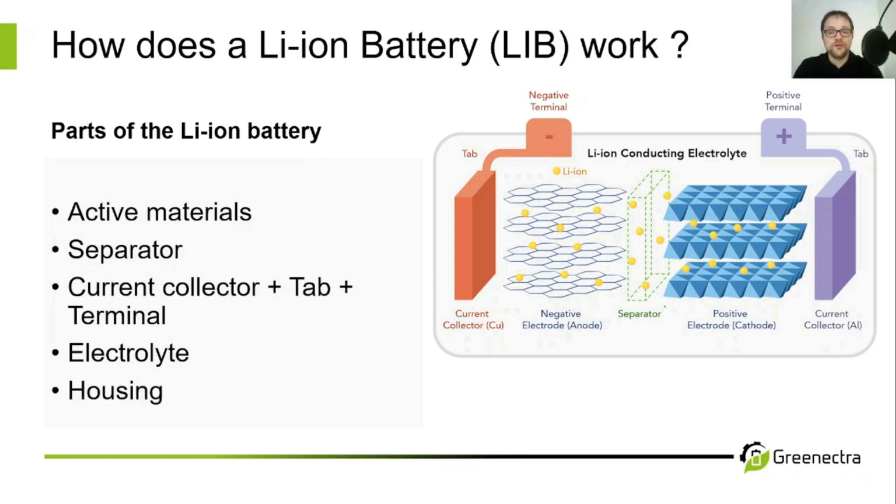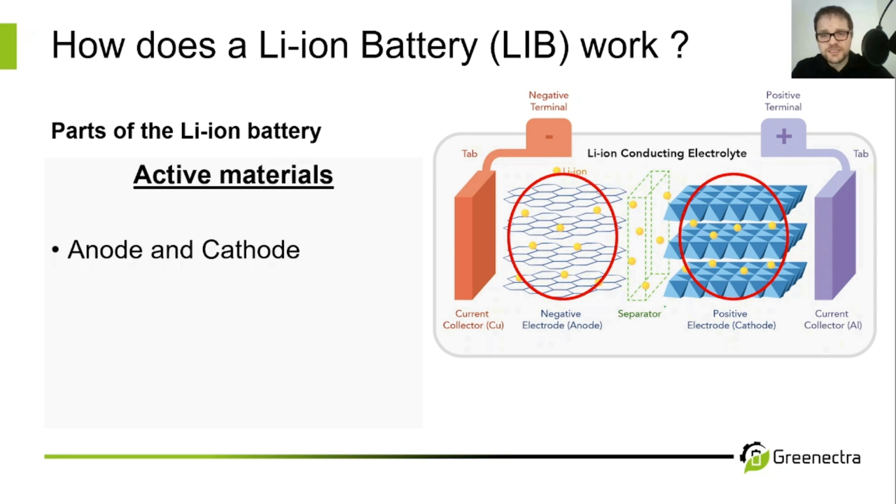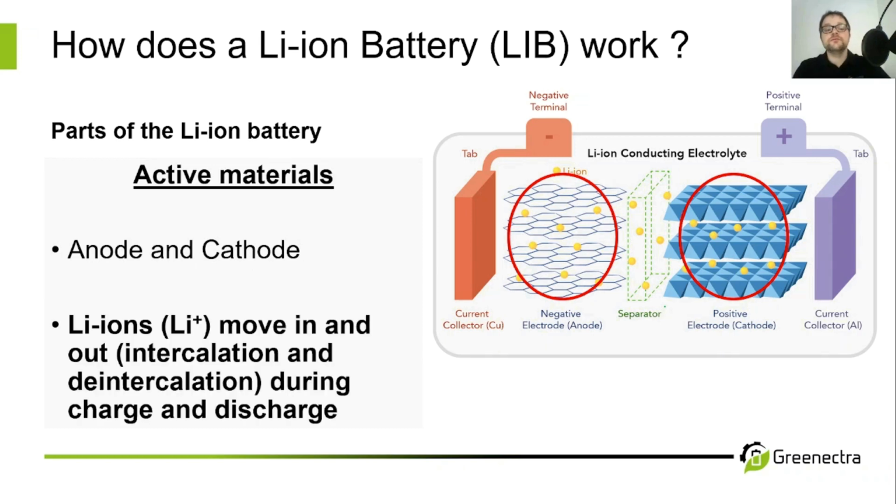So let's get started with the most important part, which is our active materials. Anode and cathode, you can see both of them in the picture on the right side. These are the parts into which the lithium ions can move in and out. In chemistry, we don't really talk about moving in and moving out. It's not very professional. We talk about intercalation and de-intercalation: during charge, from the right side to the left, or from cathode to anode, and during discharge from the left to the right, or from anode to cathode.